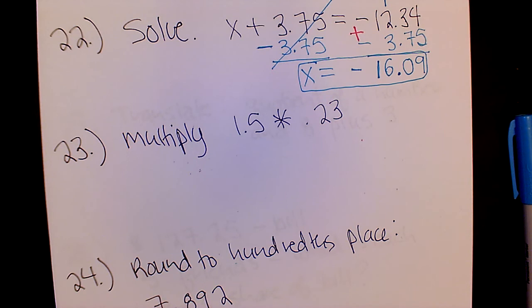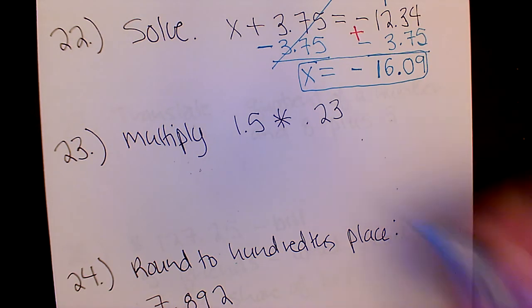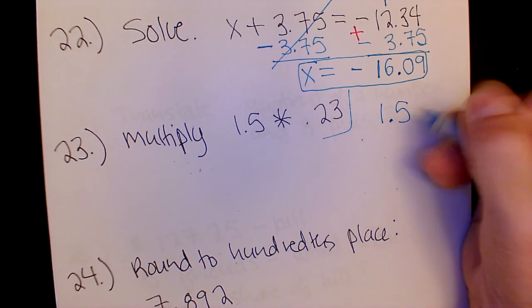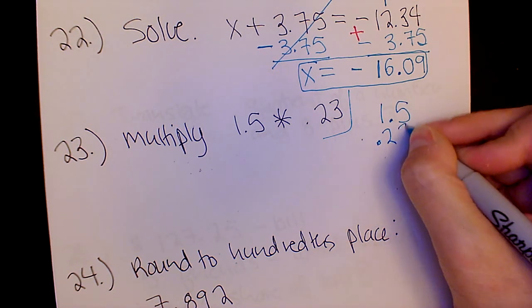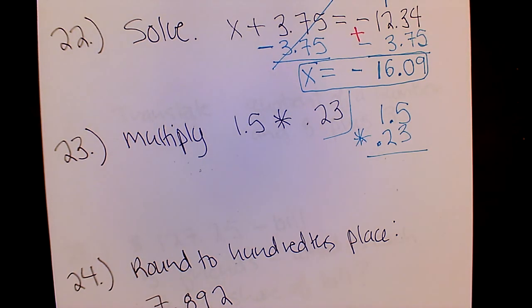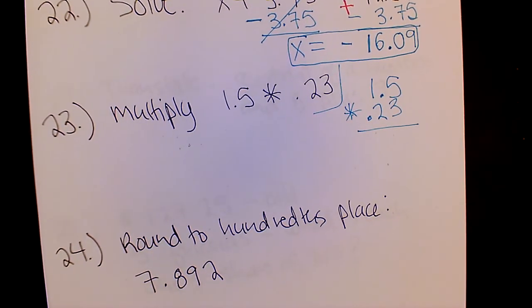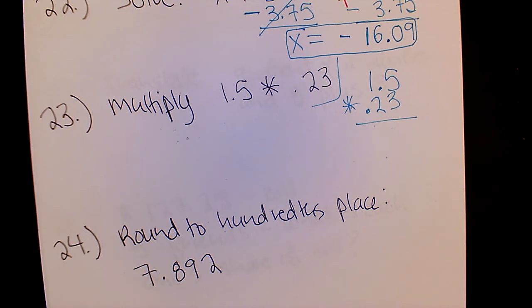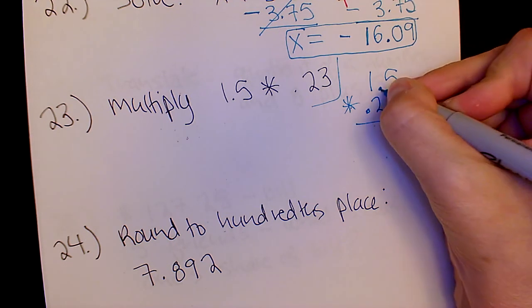Okay, for 23, I want to multiply these two decimals, and we don't need to line them up when we multiply. It's okay just like that. We're only going to line the points up when we're adding or subtracting, so we don't need to line them up. Now it's just a regular multiply.